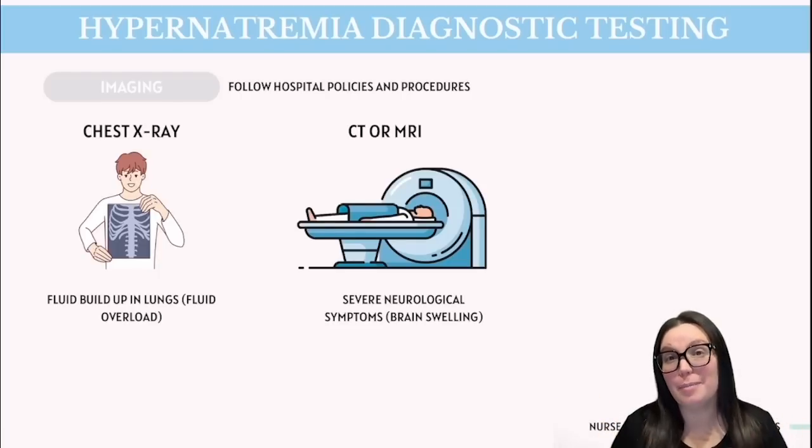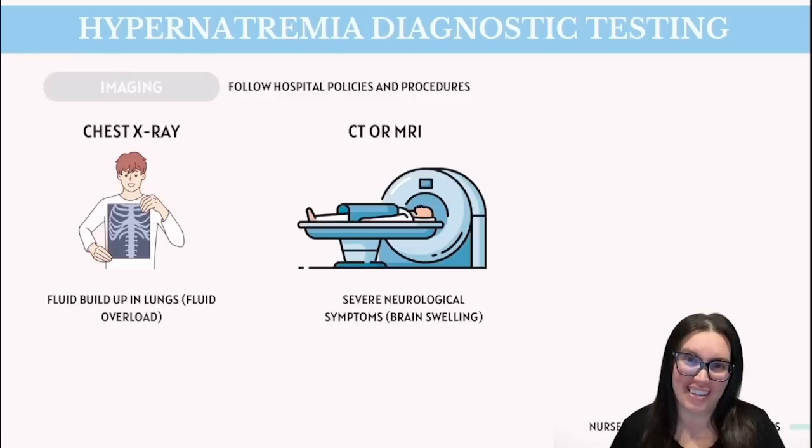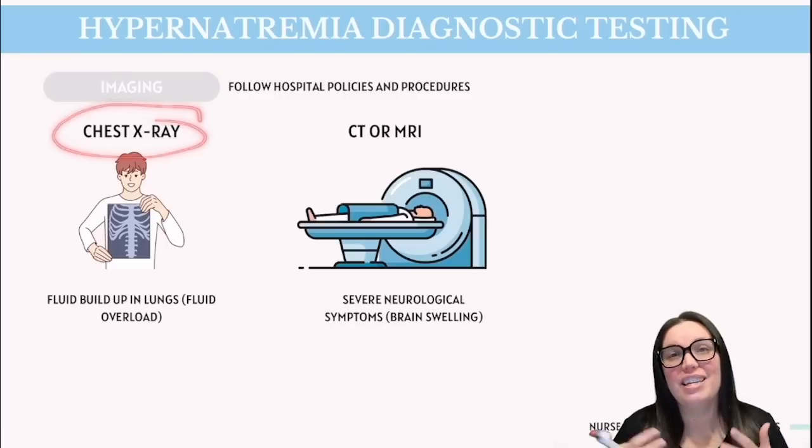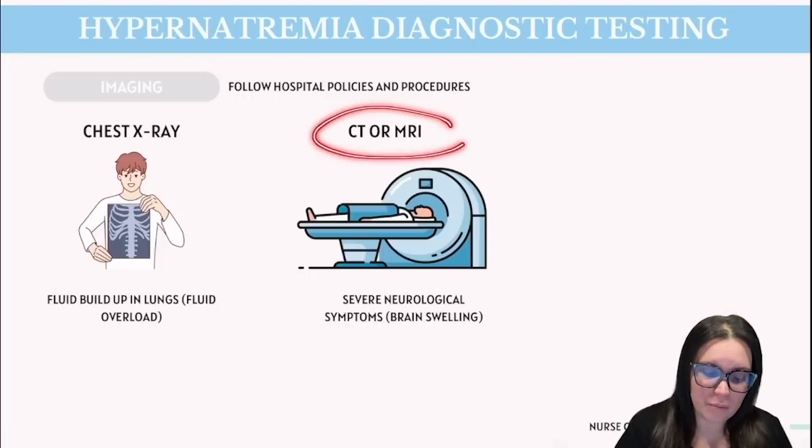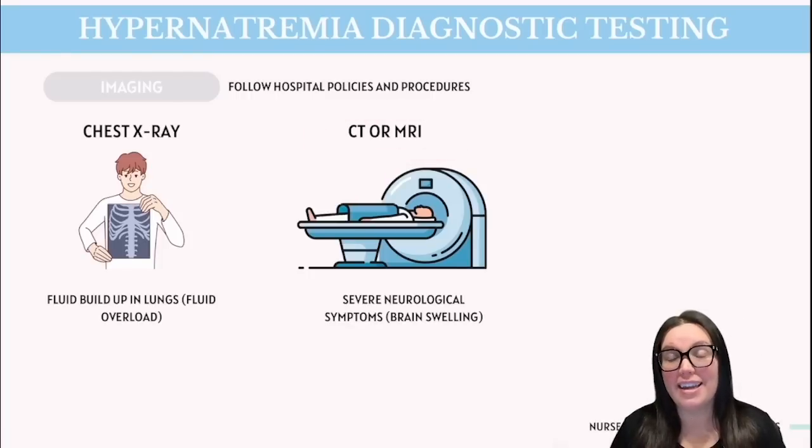Sometimes we're going to need imaging to confirm what's really going on. A chest x-ray can actually help us see fluid buildup in the lungs, especially if we're suspecting fluid overload. If the patient's experiencing severe neurological symptoms like we see with seizures and coma, we're most likely going to be ordering a CT or an MRI to check if there's any brain swelling taking place.